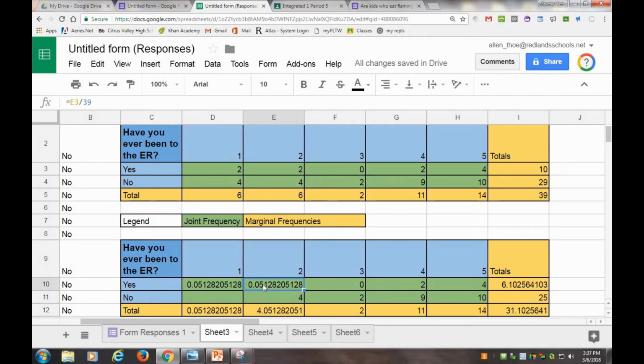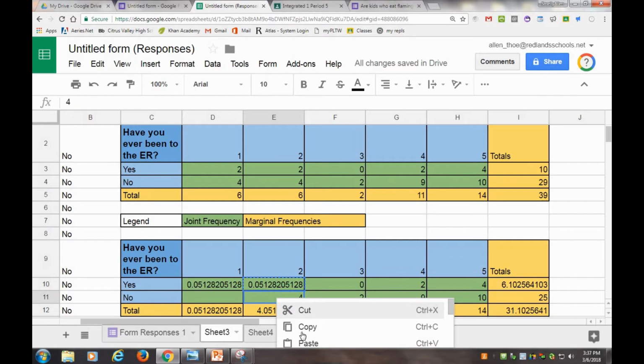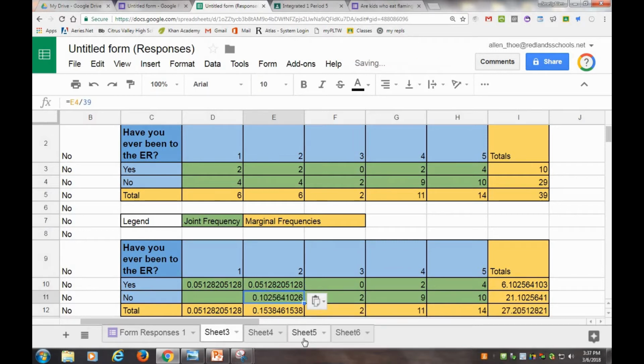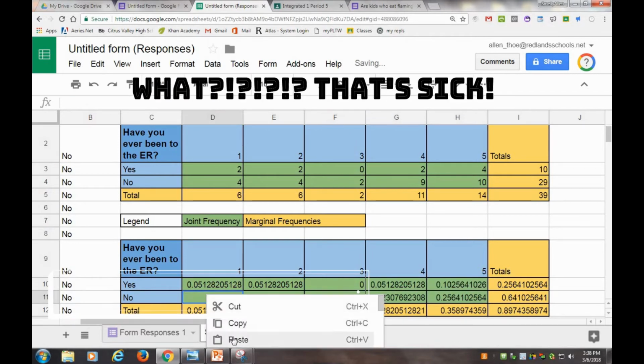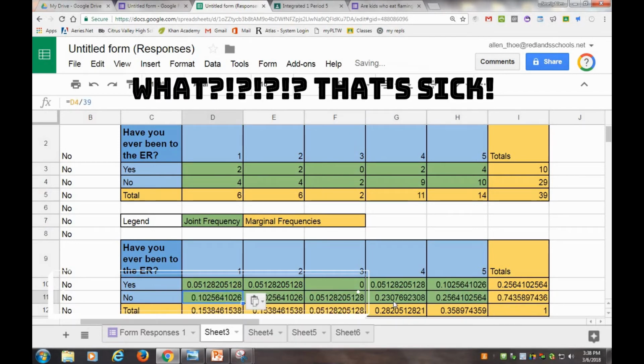Why is this better? Because now when I copy this and paste it here, it does that one. Let's look at the formula. It knows that I changed it down one, so it moved that down one, and so it's going to do E4. In fact, you can do all of these the same way, and this one. It changes all these numbers.